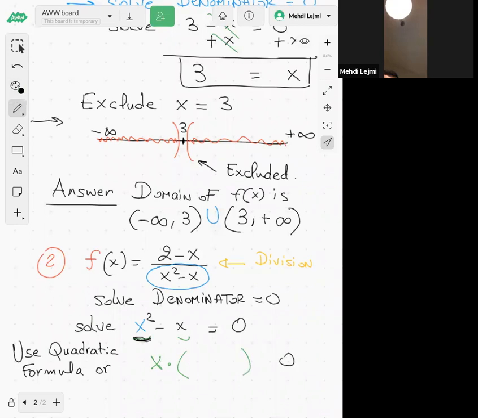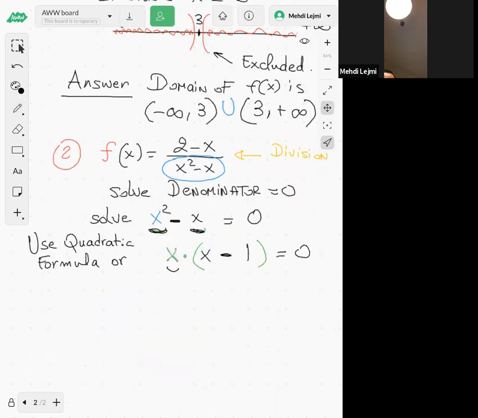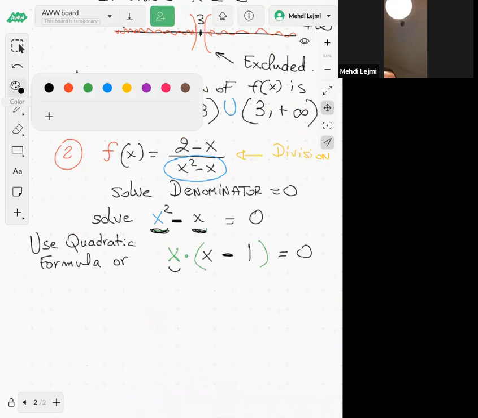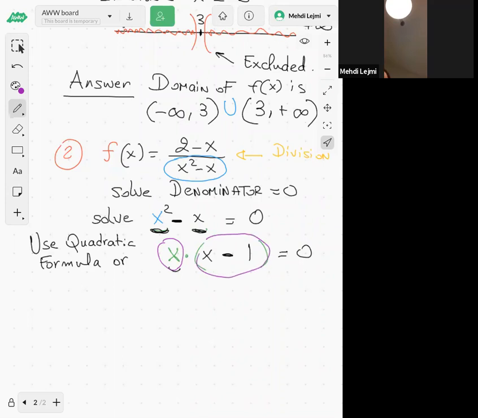So to get this x squared, I need to multiply my x by x, right? X times x would be this x squared. This is minus here, so this is my minus, and there's x. So if you pull out this x, then you need to multiply x by 1 to get this x, right? So it's x times x minus 1 equal to 0. And as I said yesterday, guys, we have the product of 2 numbers equal to 0, right? So I have this x times this x minus 1 equal to 0. So if you have a product of 2 numbers equal to 0, then one of the numbers must be 0.